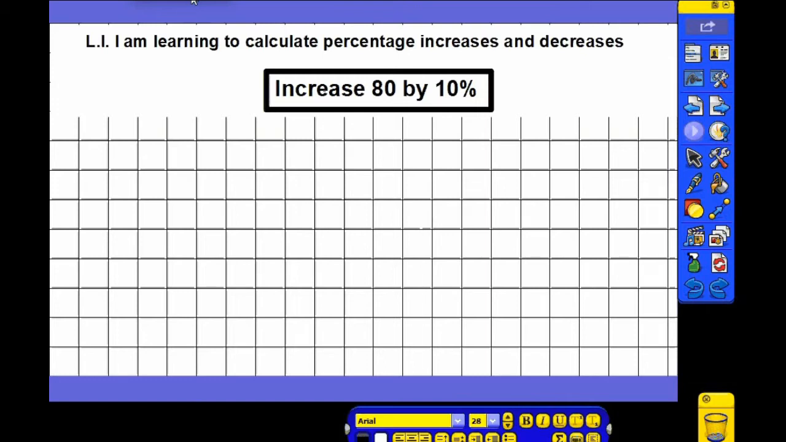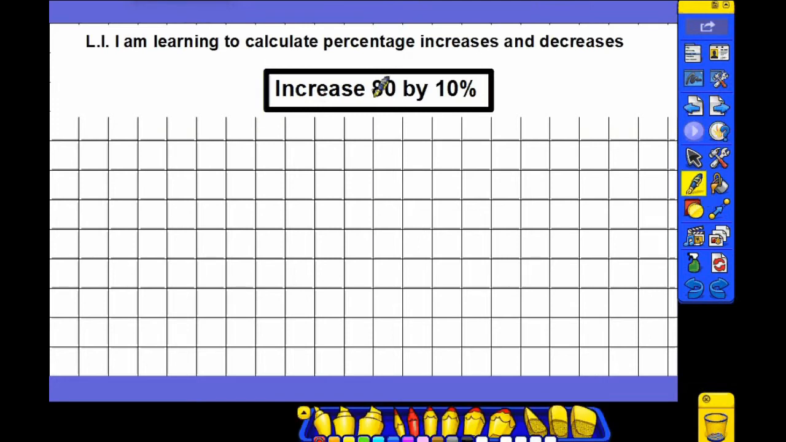Now, in this example here, we're being told that we have to increase 80 by 10%. So that means that we are going to make 80 10% bigger. So we should be getting a larger number coming out of this. The first thing we're going to work out though is what is 10% of 80. So we're just going to work out our standard percentage, 10% of 80. And the answer to that then is 8. So 10% of 80 is 8.